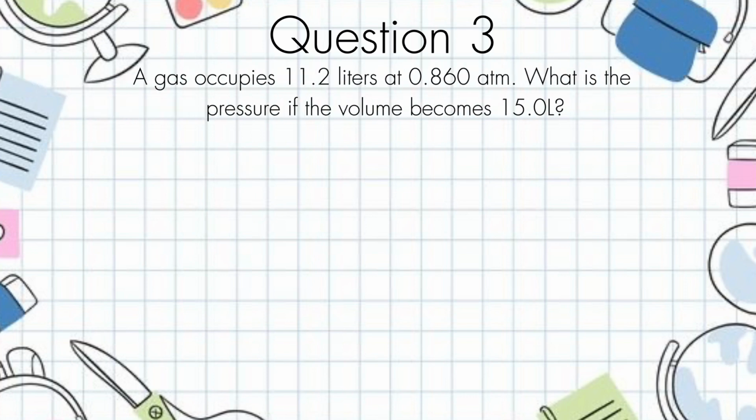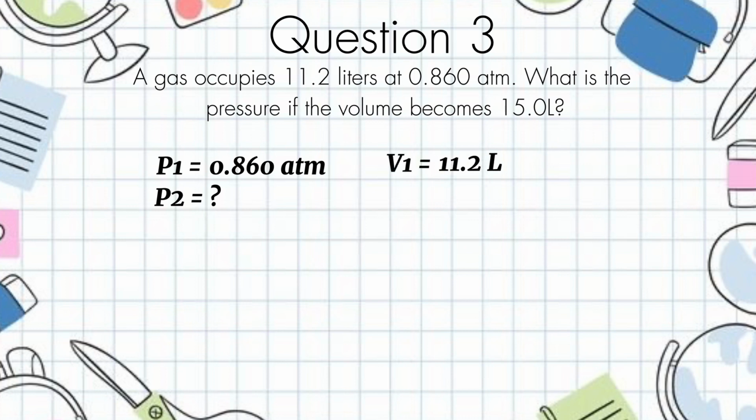Now, in number 3, first we need to analyze the question. As we see here, the missing one is the P2. So we need to compute for it. Now, let's proceed in identifying the given. The initial pressure, or P1, here is equal to 0.860 atm. The initial volume, or V1, here is equal to 11.2 liters. And next, the V2, which is equal to 15.0 liters.